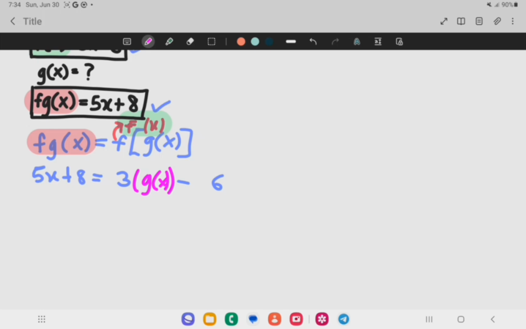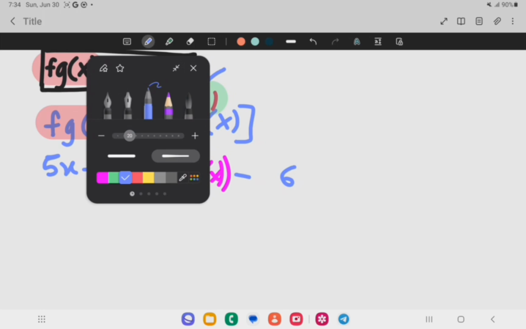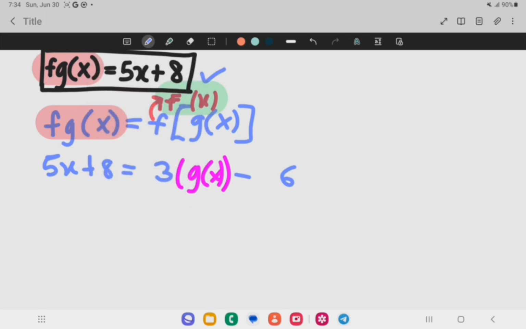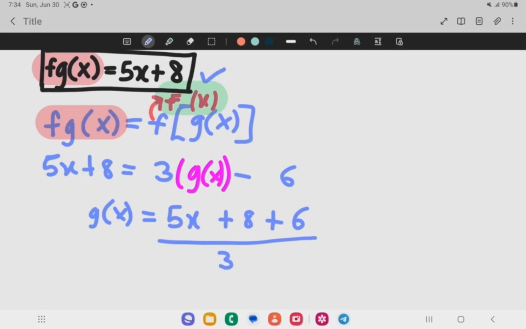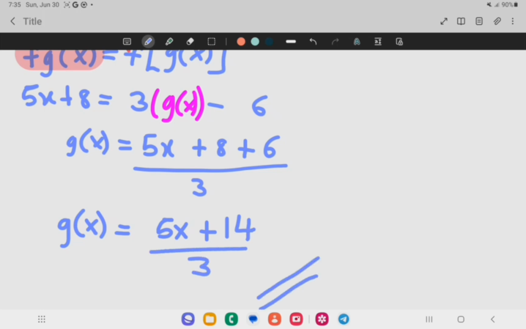Okay, now can you see the g(x) here? Yes, so the rest is you're just going to move anything other than g(x) to the left hand side so that you can get the equation of g(x). So g(x) is (5x plus 8 plus 6) over 3. So what you will get as the final answer? You will get (5x plus 14) over 3. So this would be your final answer.